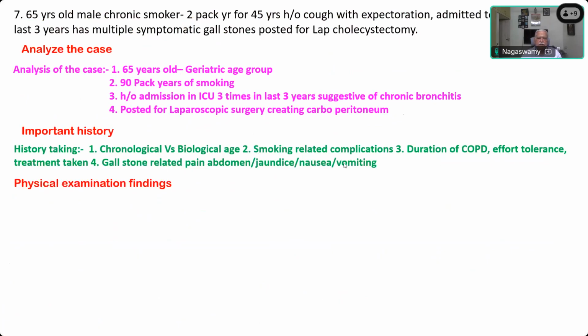These are the important history points to be elicited. Physical examination. If your diagnosis of chronic bronchitis is right, what will be the appearance of the patient? I look for clubbing. I'm asking a specific question and you are saying look for clubbing. Thin, emaciated. The patient will be emaciated in chronic bronchitis.